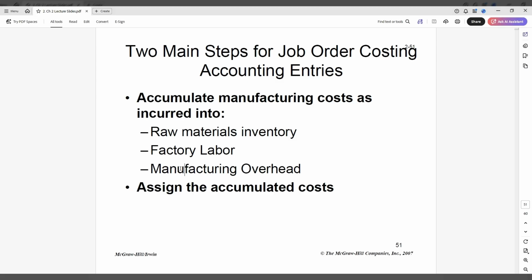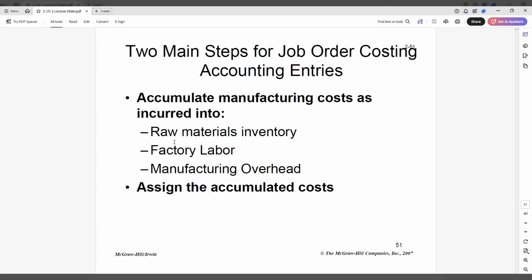And then overhead, we're just accumulating that as we pay bills for things like property taxes, as we record depreciation on the factory equipment and maybe the factory building, all those overhead costs. So the indirect costs, too, that are associated in this will be put into overhead as we go. So then step two is to assign those costs.